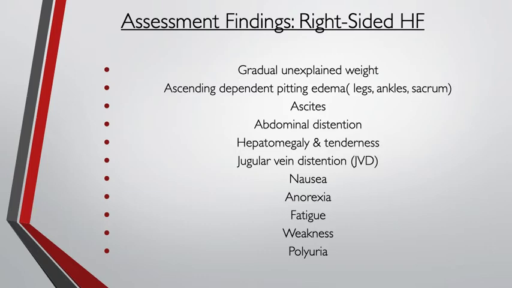Dependent edema is excess fluid volume in the interstitial space in the body, and it's usually affected by gravity. That's why you see it in the feet and ankles. But know that it may disappear in those regions overnight. So you may find that dependent edema in the sacral area. The client will also have ascites, abdominal distension, hepatomegaly with tenderness, JVD, which is your jugular vein distension, nausea, anorexia, fatigue, weakness, and polyuria.